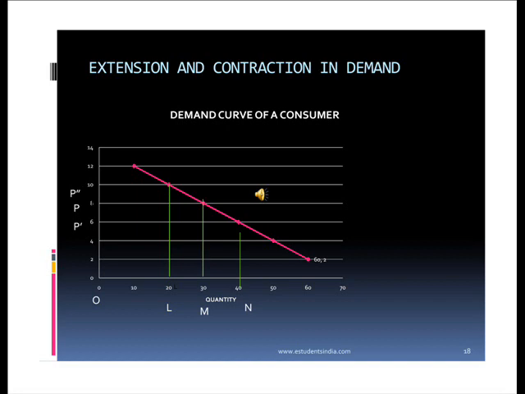Extension and contraction in demand. Price is P, the quantity demanded is M. When the price falls to P dash, quantity demanded is N. When the price rises to P2 dash, quantity demanded is L. Price increases, quantity decreases. Price decreases, quantity increases. Same demand curve. This is extension and contraction in demand.